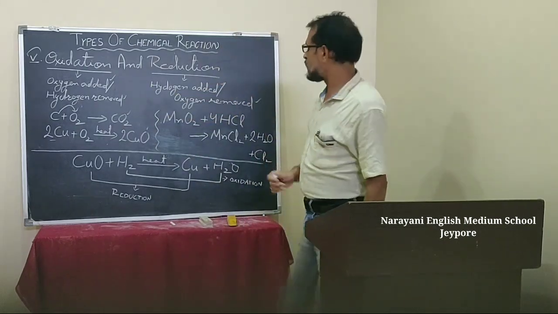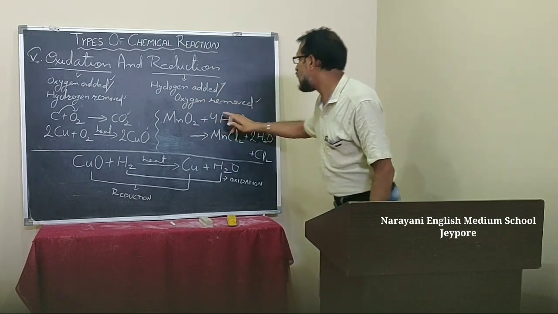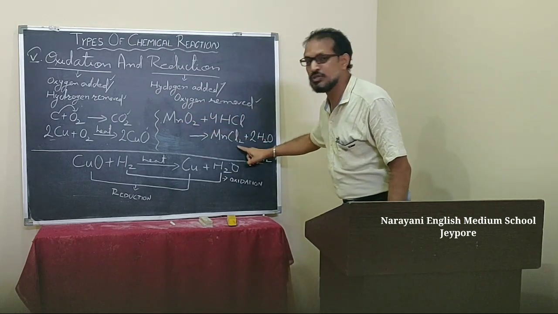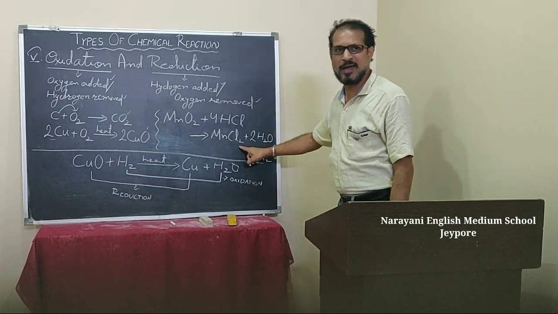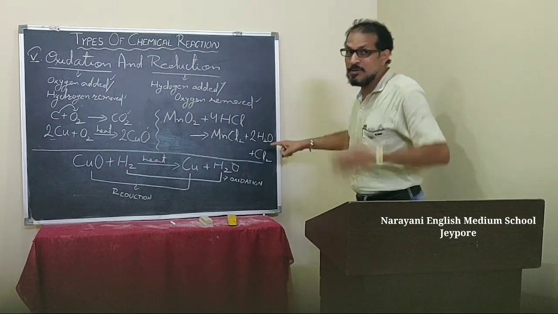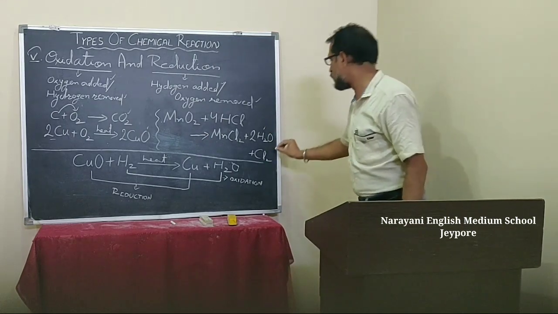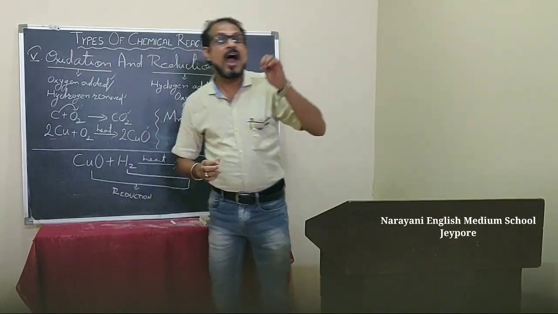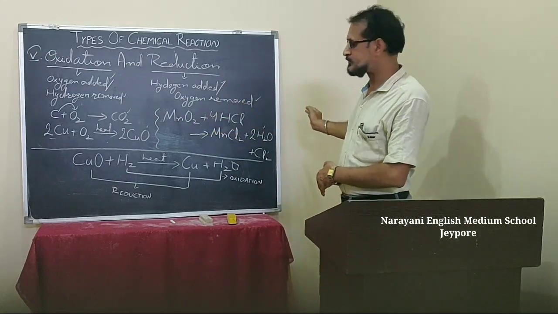Similarly, let's come to the reduction. In reduction, manganese oxide, when reacted with hydrochloric acid, then here MnCl2. Remember, this is displacement. MnCl2, manganese chloride. And this O2 came over here, means oxygen moved out from here. So H2O. And one more product we get, chlorine. So this is a case of reduction where hydrogen is being added and oxygen is being removed.